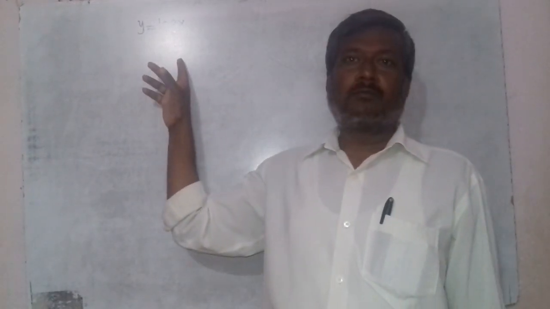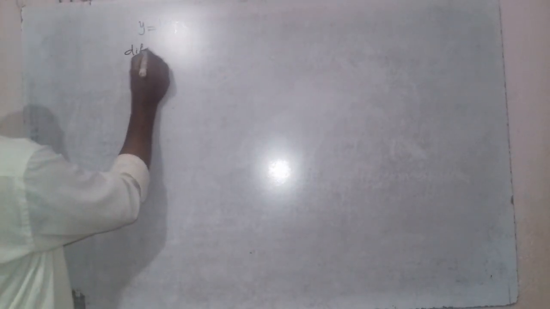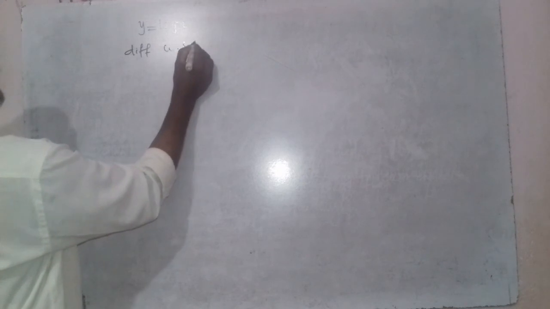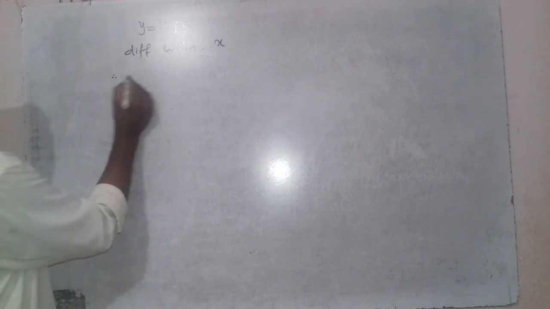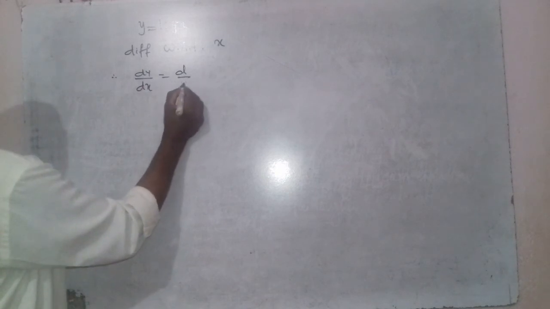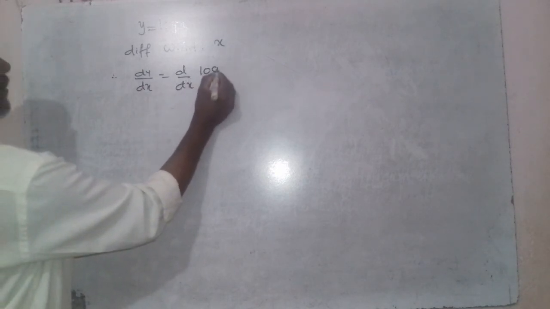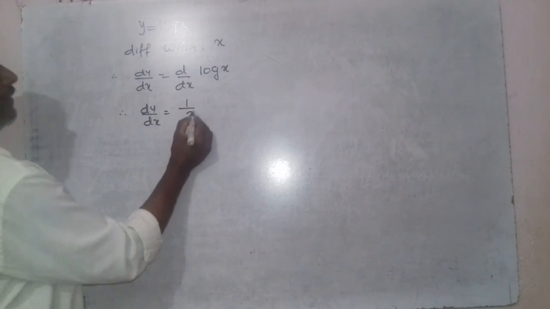Find the derivative of y equal to log x. That is, differentiate with respect to x. Therefore, dy upon dx equal to d by dx of log x. So dy upon dx equal to 1 by x.